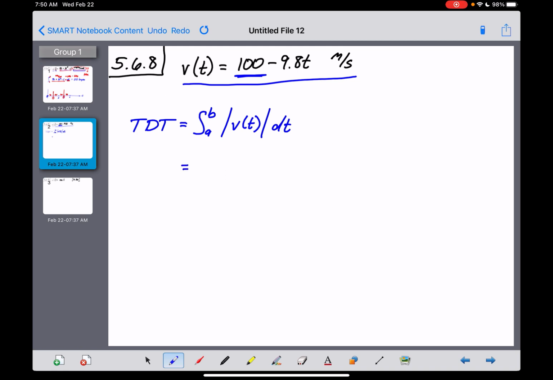We're talking about the distance traveled in the first 15 seconds. So that means that we're going to begin measuring at t equals 0, hence the first 15 seconds, and end that thing at t equals 15. And then we would take the absolute value of that 100 minus 9.8t in an absolute value sign right there, and take all that with respect to t.